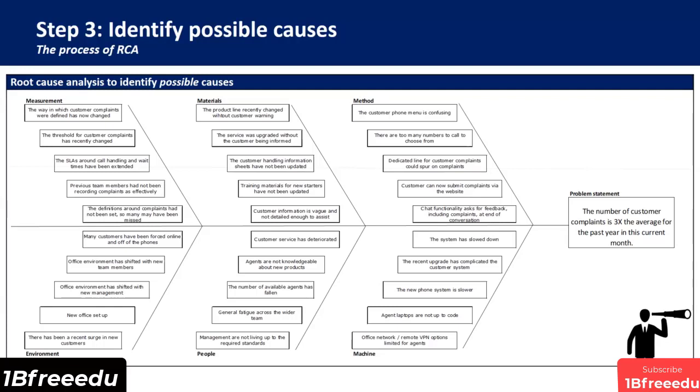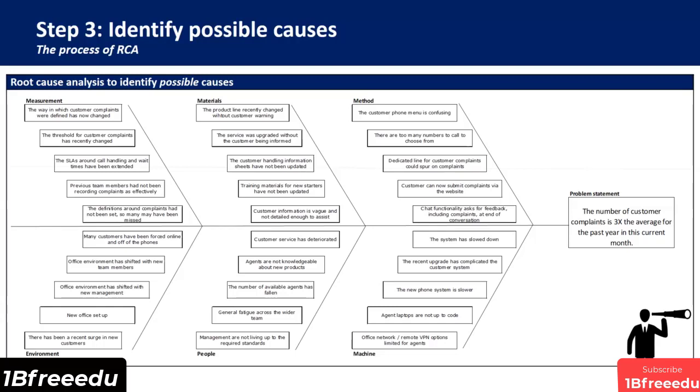Measurement. The way in which customer complaints were defined has now changed. The threshold for customer complaints has recently changed. The SLAs around call handling and wait times have now been extended. If we look at method, the customer phone menu is confusing. There are too many numbers to choose from. A dedicated line for customer complaints could spur on additional complaints. People, the customer service has deteriorated. Agents are not knowledgeable about new products. The number of available agents has fallen. General fatigue across the wider team. So at this stage, you'll probably use this kind of tool within your group.